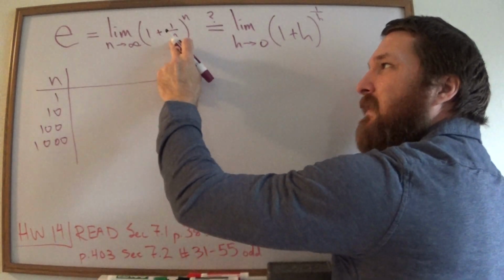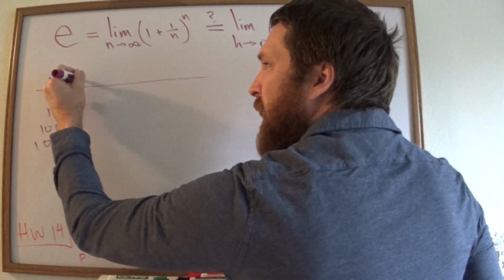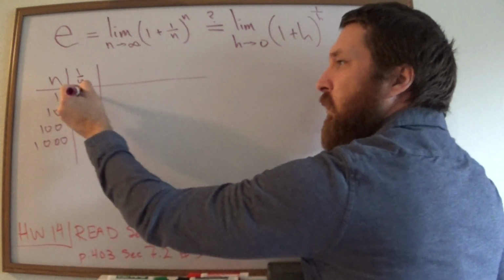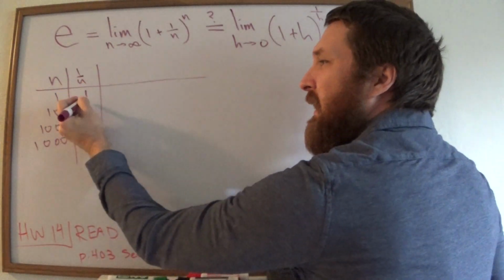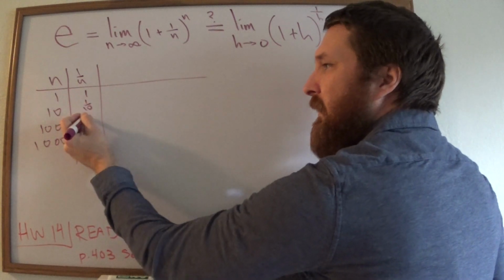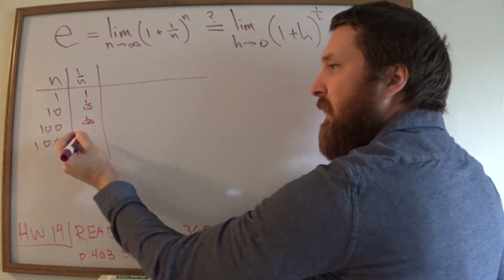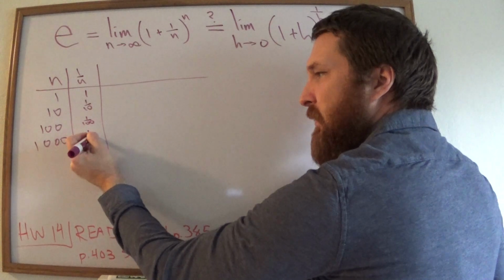Meanwhile, what's happening to 1 over n? Well, at first, it's just 1 over 1. And then it's a tenth. And then it's a hundredth. And then it's a thousandth.